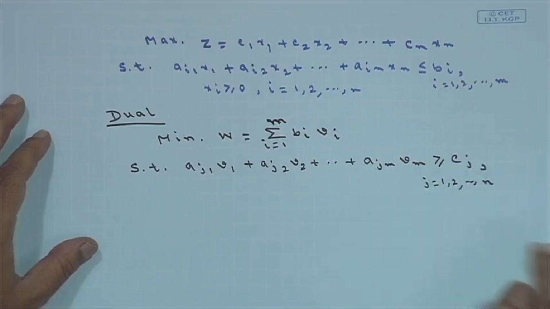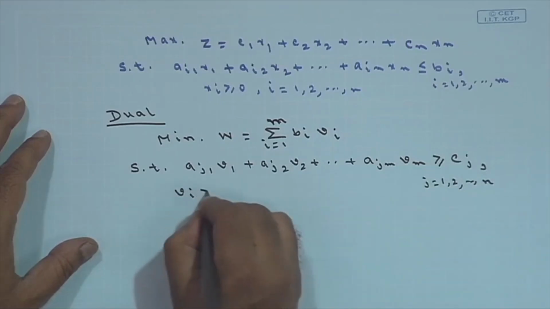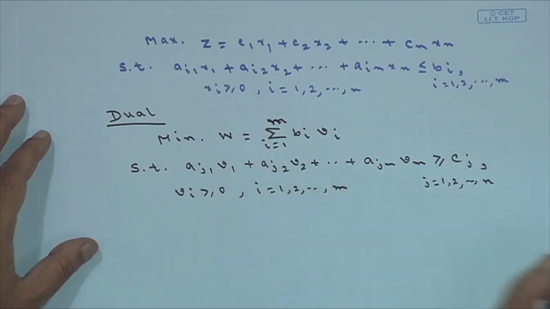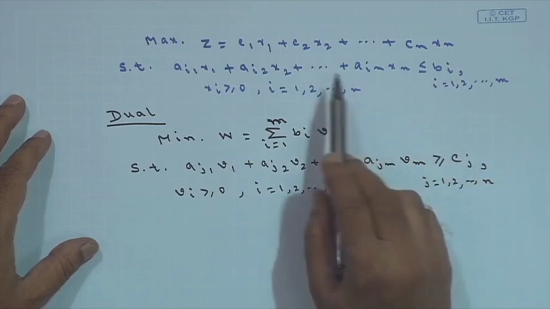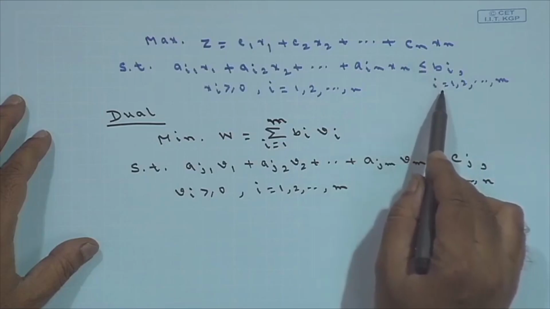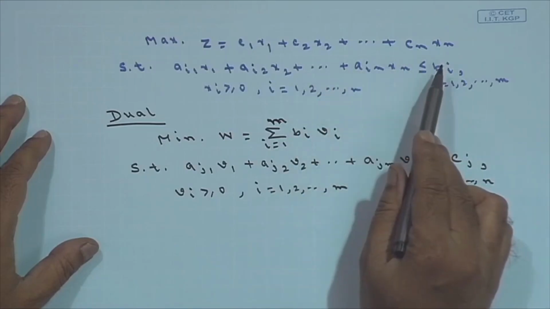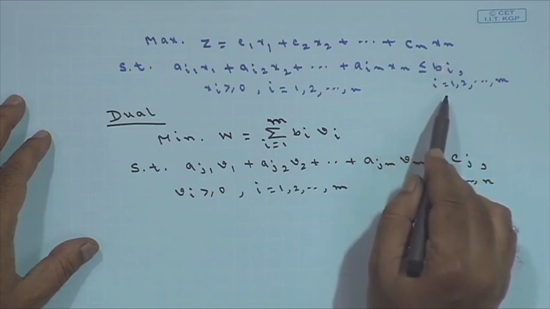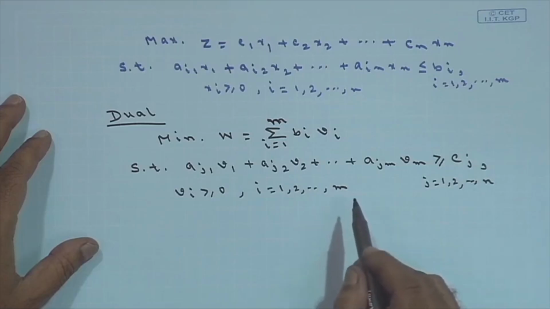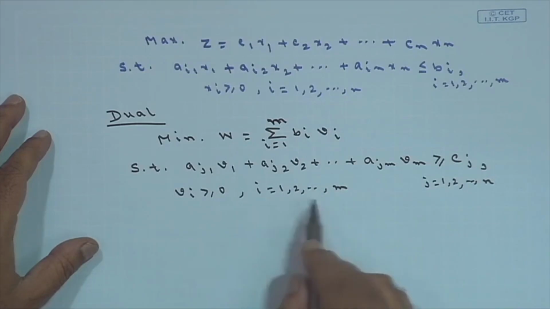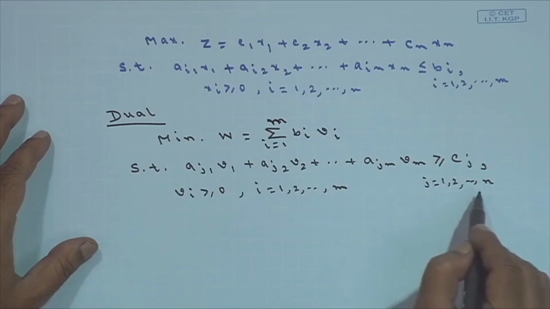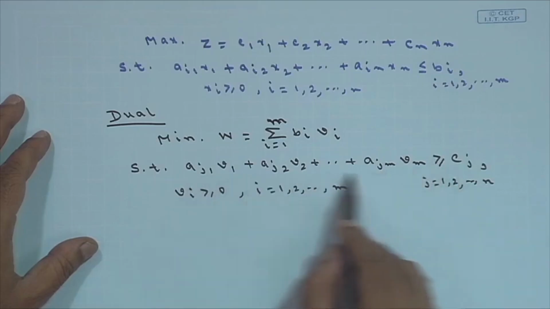And of course, v_i greater than or equal to 0, where i is equal to 1, 2, like this way up to m. So, in the original primal problem, you had n variables and m constraints. The n variables were x1, x2, ..., xn. Since you have m constraints in the original problem, in the dual problem you will have m variables, which we are denoting as v1, v2, ..., vm, and the number of constraints will be n. Here j is varying from 1 to n.